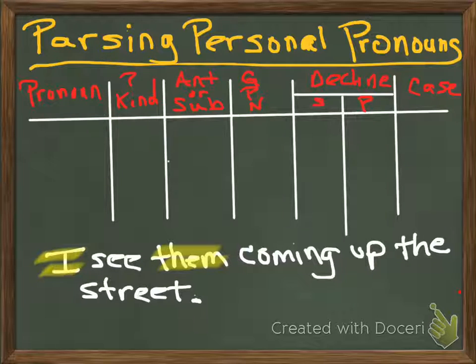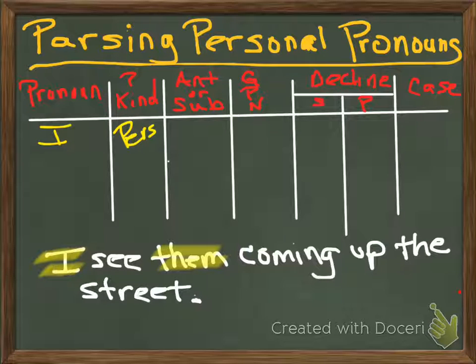I see them coming up the street. You notice I went ahead and highlighted the personal pronouns in that sentence. So let's start with the first one. We identify the pronoun I. I replaces a noun. So instead of saying Stacy, we say I. Okay? What kind is it? Well, it's personal. We'll put it right here for personal.